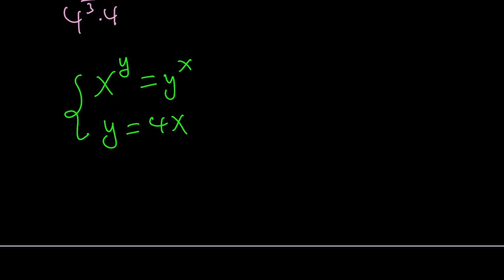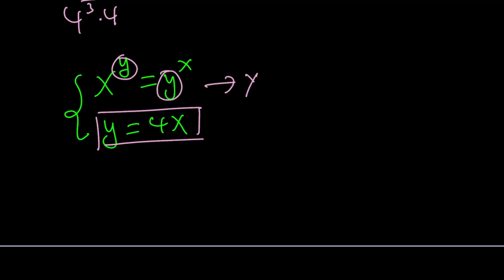Are there any other values that you can find by using different substitutions, or are all the solutions rational in that case? Anyways, those are good questions. Let's go ahead and leave them open and continue with this problem. So now, since we were given y equals 4x, we can easily substitute that in two places, and that gives us x to the power 4x equals 4x to the power x.